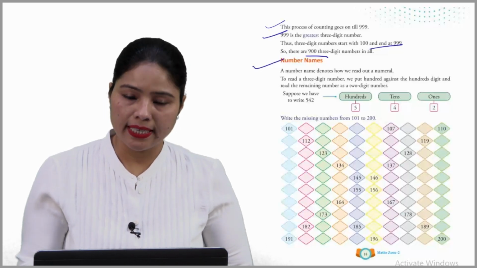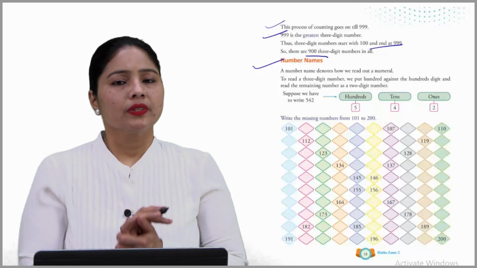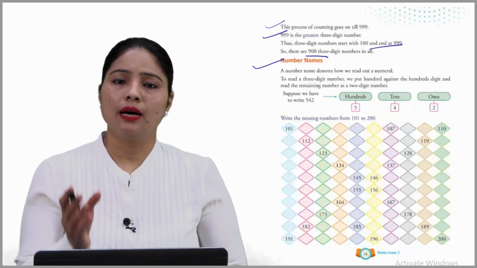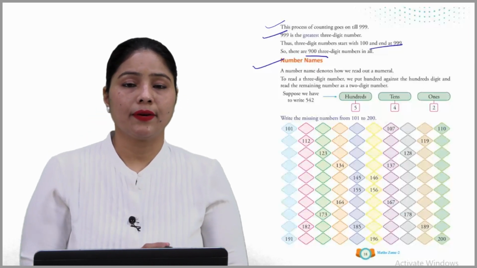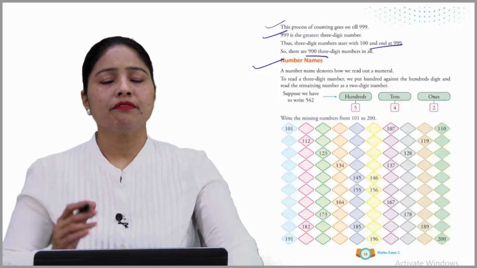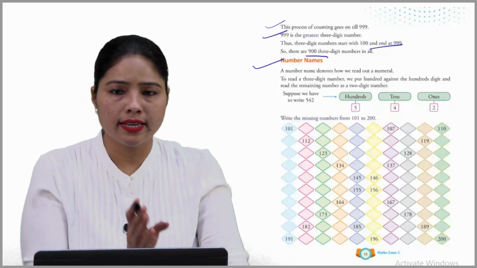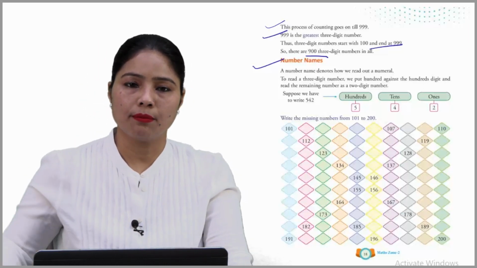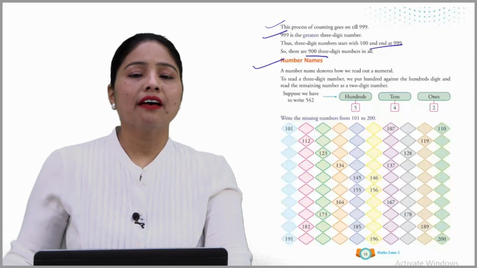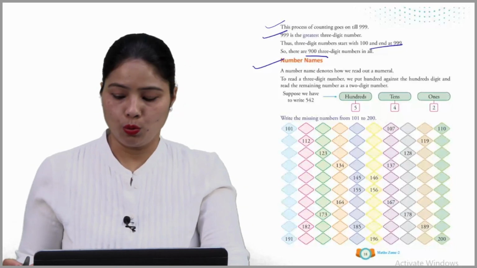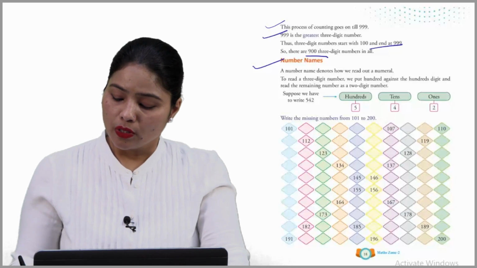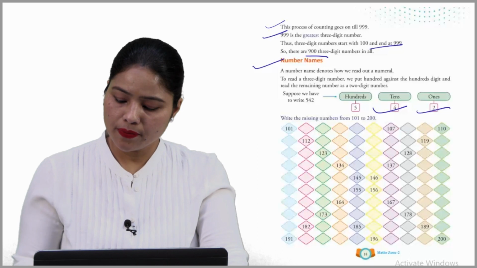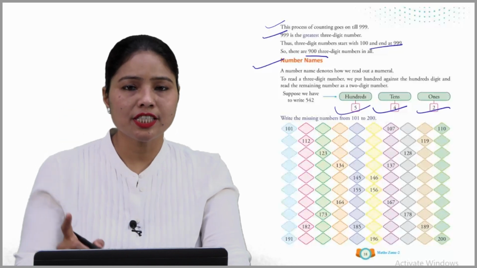So next topic is number names. A number name denotes how we read out a numeral. हम numeral को कैसे read करते हैं? To read a 3 digits number, we put hundreds against the 100 digit and read the remaining number as a 2 digits number. Suppose we have to write 542. So how we will write? 2 at ones place, 4 at tens place and 5 at hundreds place.